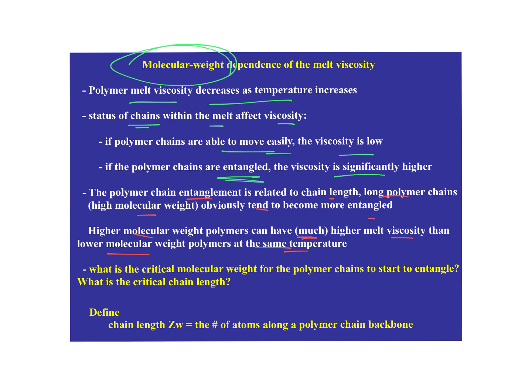And so the question becomes, what is the critical molecular weight for polymer chains to start to entangle? What is the critical chain length? And we gave you that example for polystyrene, if you remember that, where it goes up to a certain value and then the mechanical properties change dramatically beyond a certain value of molecular weight. All right, that's kind of the same, in this case, a viscosity version of the same type of behavior. And so we define this chain length Z sub w as the number of atoms along a polymer chain backbone. All right, and so this, of course, will depend on how many atoms are in the side groups. Okay, so you have to keep that in mind as well.